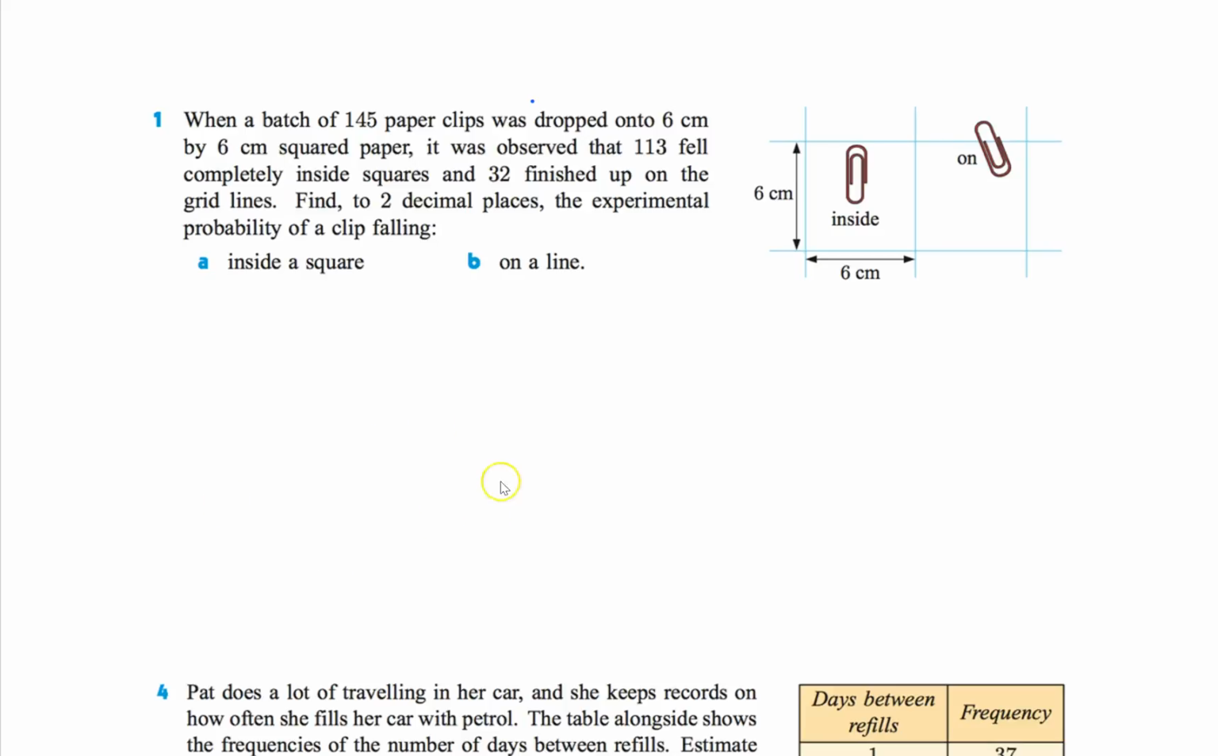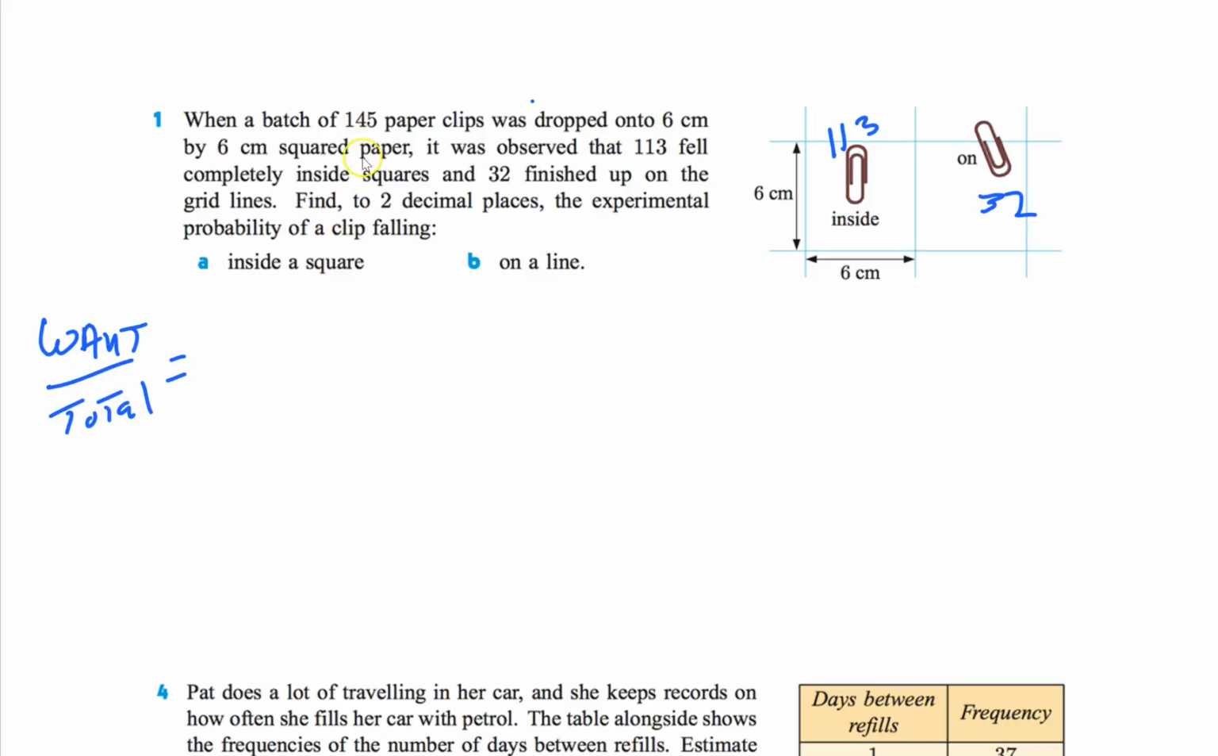In this example, some unruly office executive dropped 145 paper clips onto a piece of paper. He wanted to see how many fell onto the line and how many fell inside the square. He observed that 113 fell completely inside the square, and 32 fell on a line. So he wants to find, to two decimal places, the experimental probability of a clip falling inside a square. You know what the key to this is? It's the key of all stats: want over total.